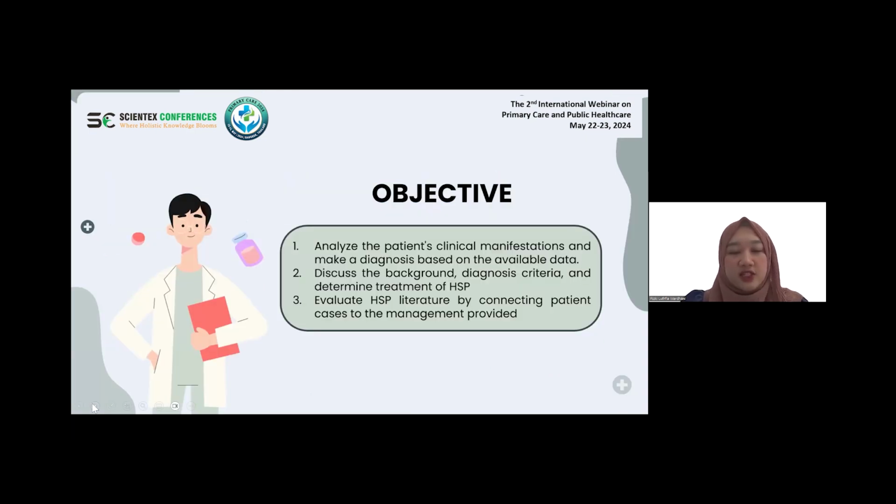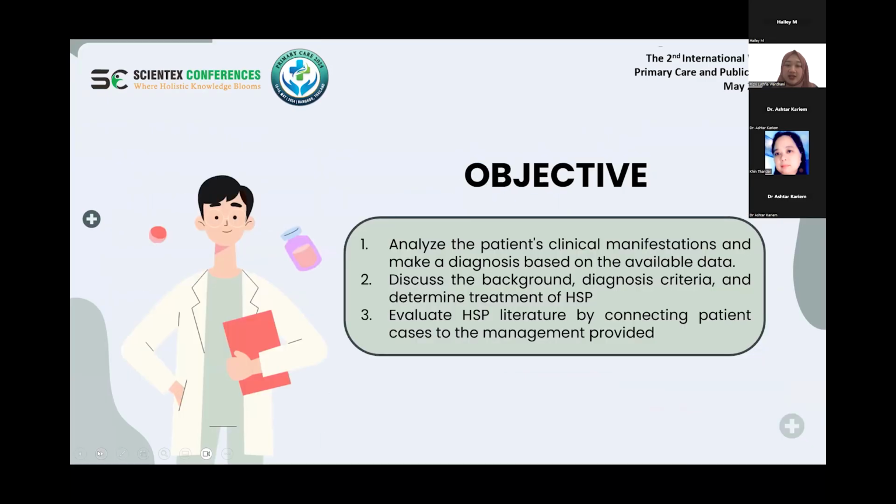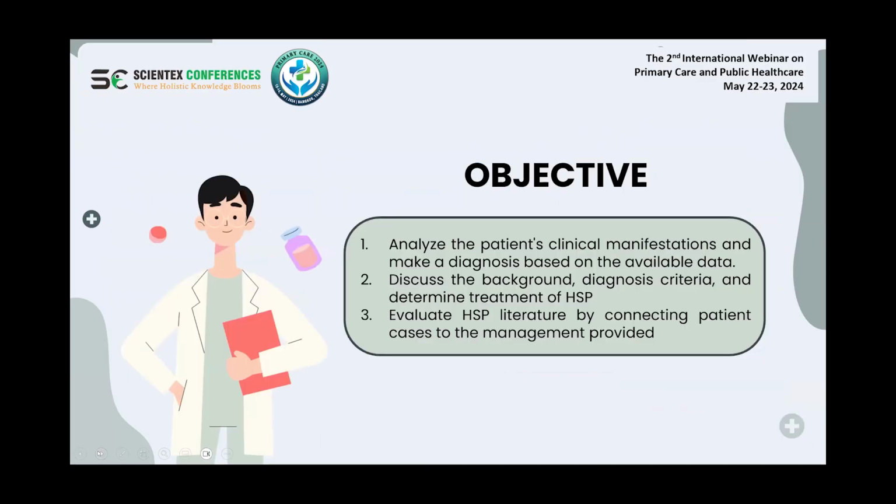So I will start with the objectives of this case report. The first is to analyze the patient's clinical manifestation and make a diagnosis based on the available data. The second, to discuss the background, diagnostic criteria, and determine the treatment of HSP. The third, to evaluate the HSP literature by connecting the patient case to the management provided.